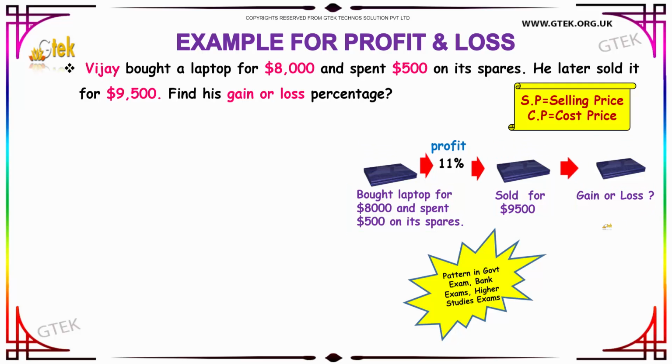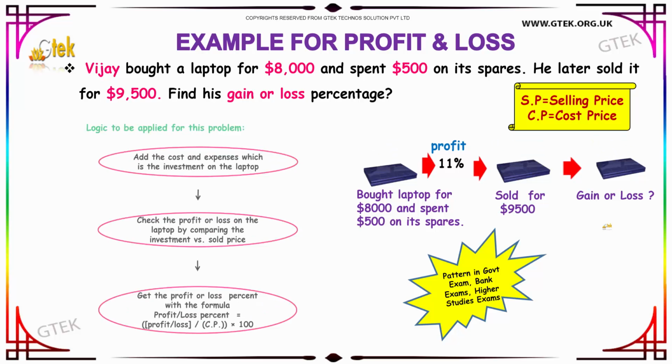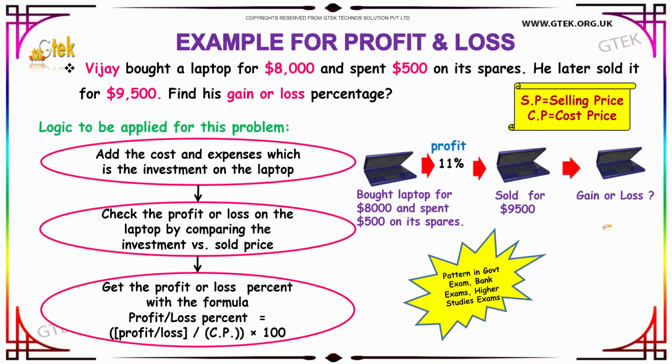Let us see the logic behind solving this question. This pattern of questions appears in government, bank and higher studies exams. The logic is, first, you have to add the cost and the expenses that are invested on the laptop. And you have to check whether this is a profit or loss by comparing the investment with the sold price. You have to get the gain or loss percentage using the formula: profit or loss percent is equal to profit or loss by CP into 100.